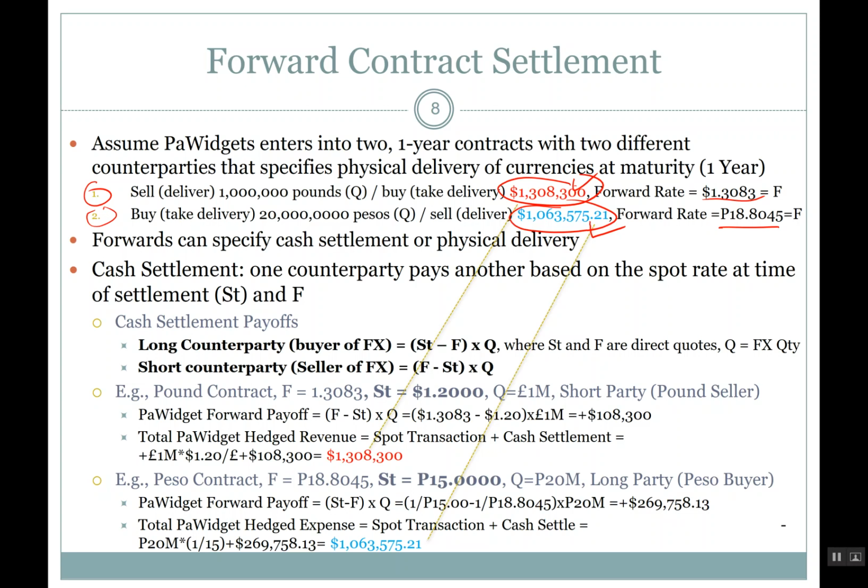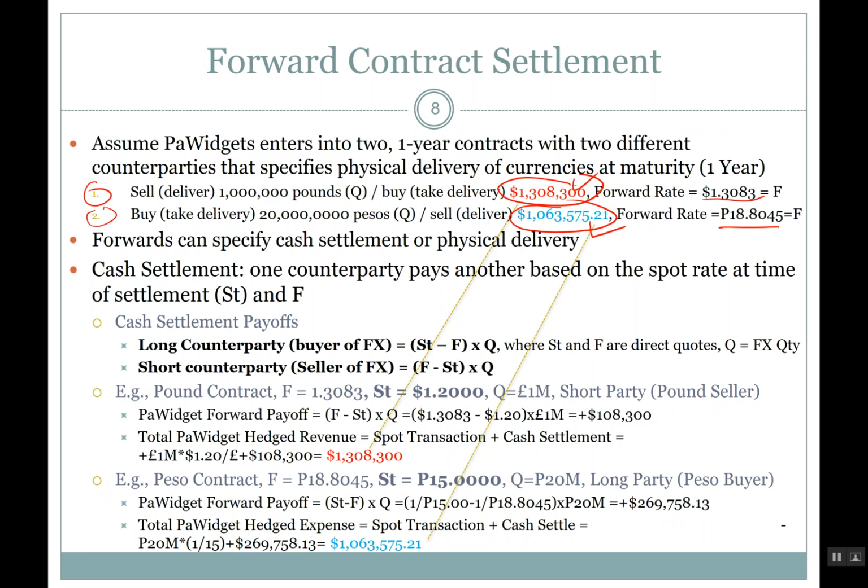All right, so here's where it gets just a little nasty. Most forward contracts on currencies are what we call physical delivery. In other words, you literally wire them £1 million and they wire you $1.3 million. You wire them $1,063, they wire you 20 million pounds. That's what most of them look like, and they call it physical delivery. That's what you expect to happen, right?